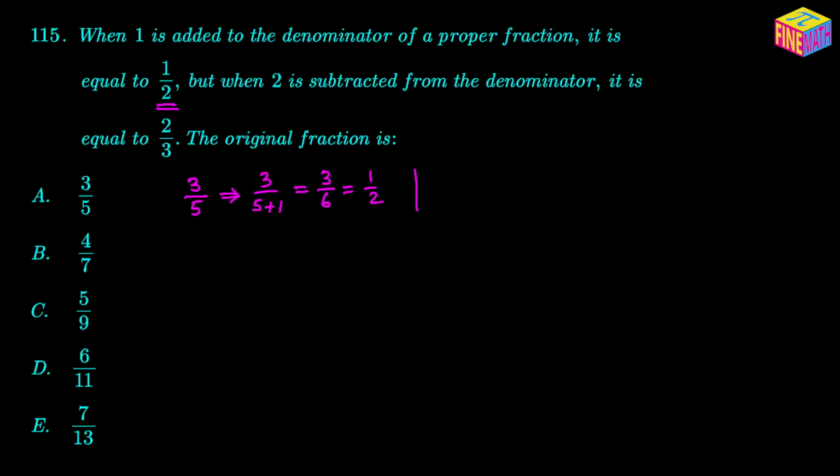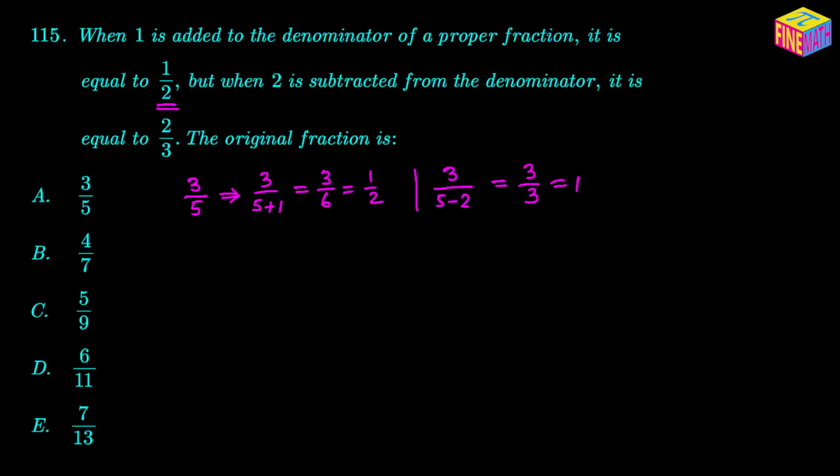And for the second requirement, let's try again. If 2 is subtracted from the denominator, so this time we are going to subtract 2 from the denominator. So it will be 3 over 5 minus 2, and that would be 3 over 3, and that is equal to 1. But our criteria is that it has to be equal to 2/3. So option A is not the correct option.